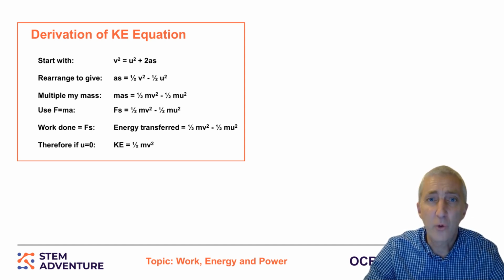Remembering that resultant force equals mass times acceleration, we can substitute in to give force multiplied by displacement, which is the same as work done. Finally, if our initial velocity is 0, we have kinetic energy equals a half mass times velocity squared.